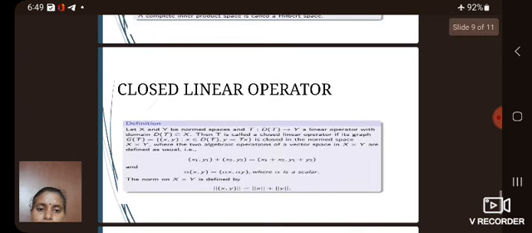Then we see the closed linear operator. The definition of closed linear operator is: let X and Y be normed spaces and T from D(T) to Y be a linear operator with domain D(T) contained in X. Then T is called a closed linear operator if its graph G(T) equal to the set of (x, y) with x belongs to D(T), y equal to T of x, is closed in the normed space X cross Y, and its definition is as usual.